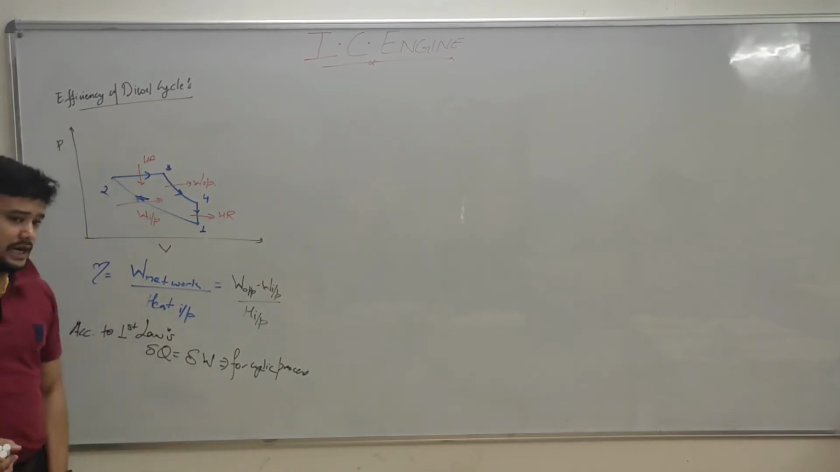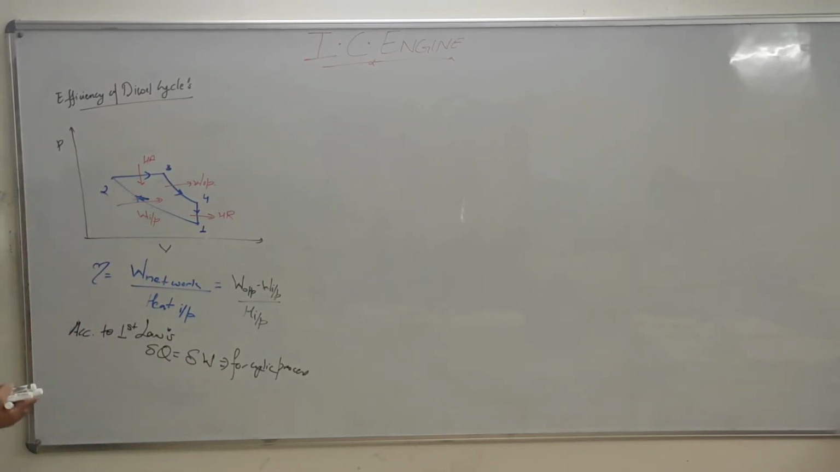It has already been asked in GATE. Del Q is equal to del W is true only for a cyclic process. So del Q is equal to del W is only true for a cyclic process. This is also another important question for competitive exams.